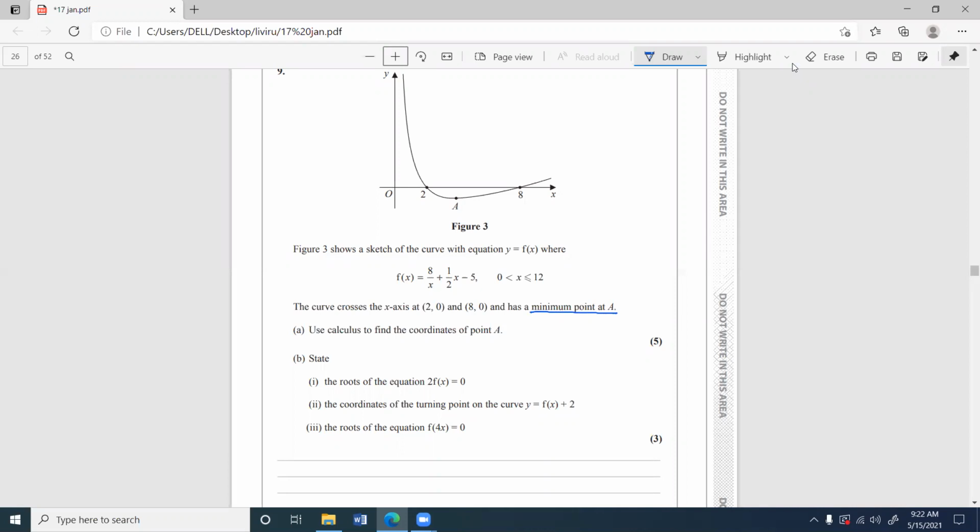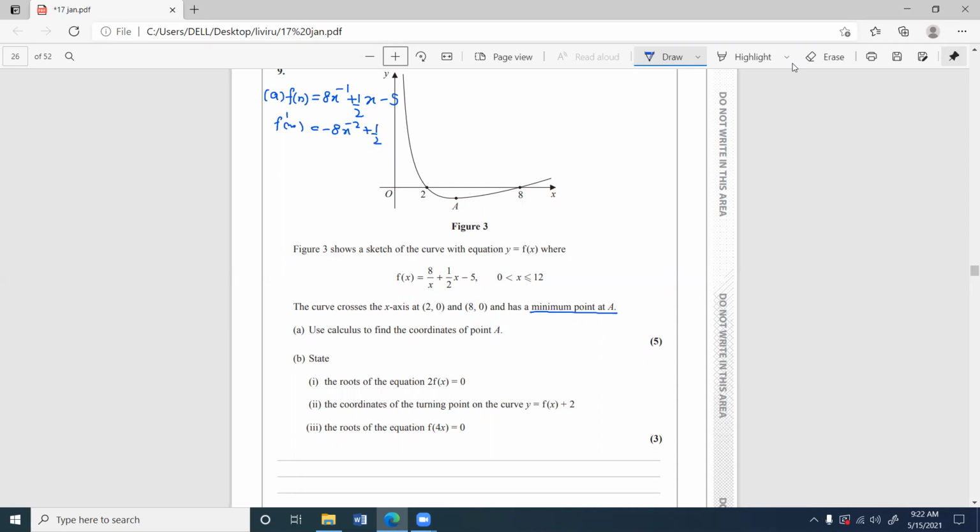To find the minimum coordinate of A, you have to do the differentiation. Any minimum, maximum, point of inflection, turning point, all of these are related to dy/dx equals 0, or f'(x). So you can write f(x) equals 8x to the power -1 plus half x minus 5. Then you can get f'(x), the first differentiation. If you differentiate it, you get -8x to the power -2 plus half.